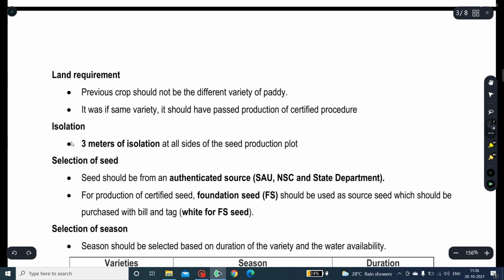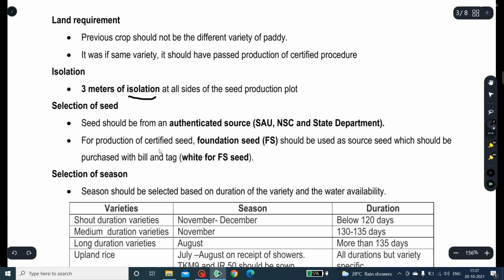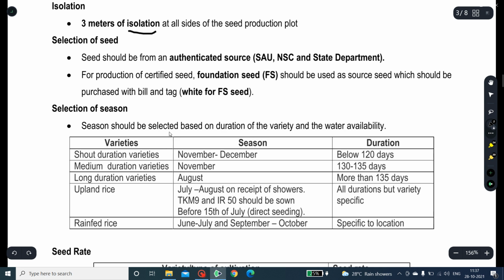And the isolation distance: since rice is a highly self-pollinated crop, an isolation distance of at least 3 meters from the rice fields of other varieties is to be given. And the season for growing is for short duration varieties. It is held between November to December, and the duration is below 120 days, that is 105 to 110 days.